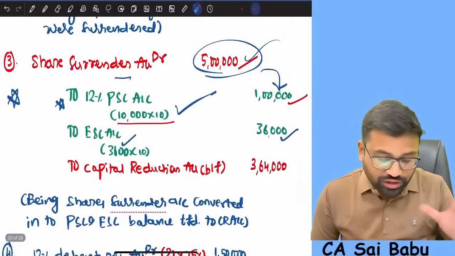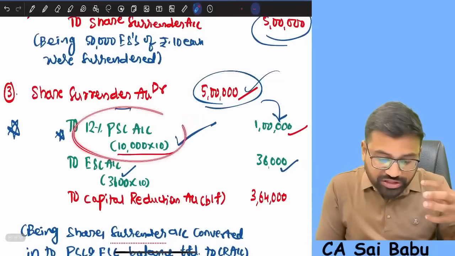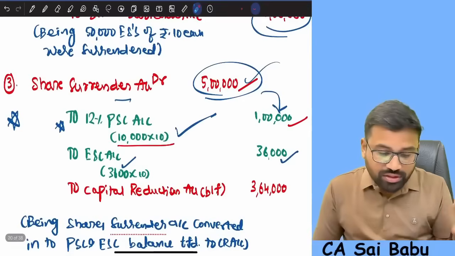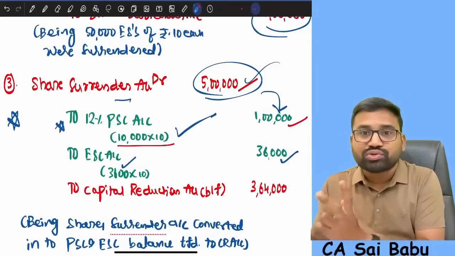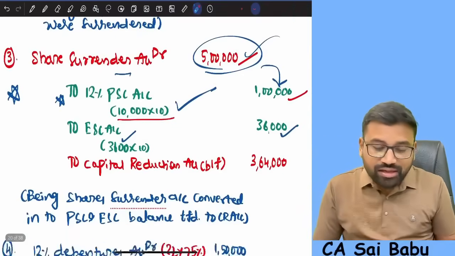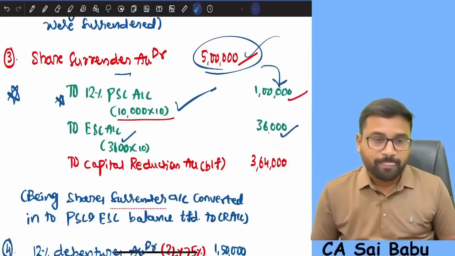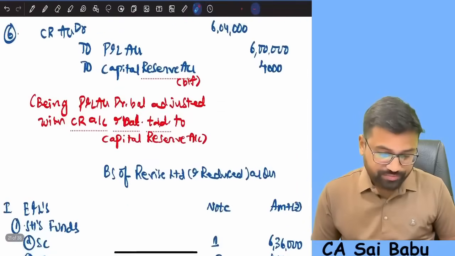So therefore in this question, share surrender account 5 lakhs converted into preference share capital, which is used to settle 75% of the debenture holders' claim. Share surrender converted into 36,000 equity share capital, which is used to settle the trade payables. And the remaining balance cancelled, which is transferred to capital reduction account. So very good sum, this question. Kindly observe this question, sir. That's it.